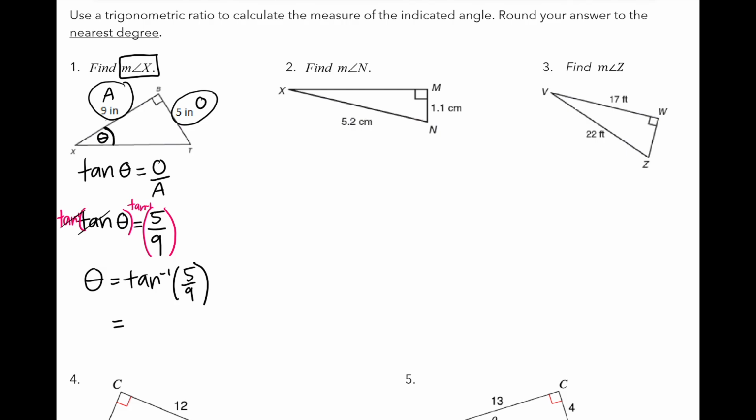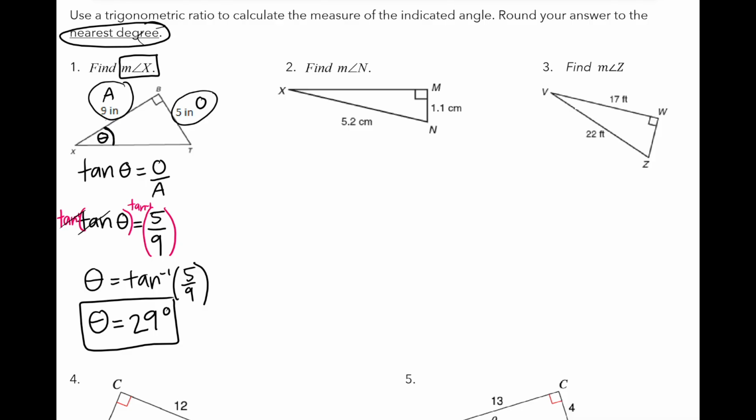And so if I put in tangent inverse of 5 divided by 9 in my calculator, it will tell me that the angle is 29.1. It says to the nearest degree, so I'll do 29 degrees, right? Nearest degree. There we go. That's all it comes down to.